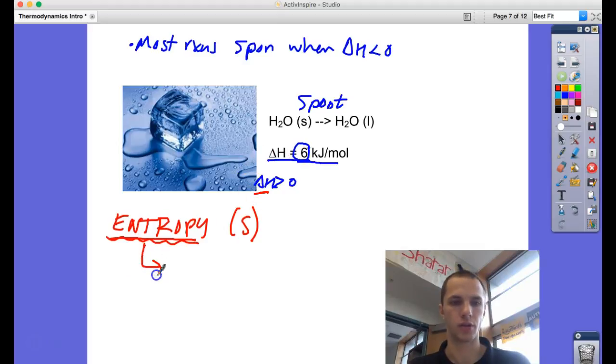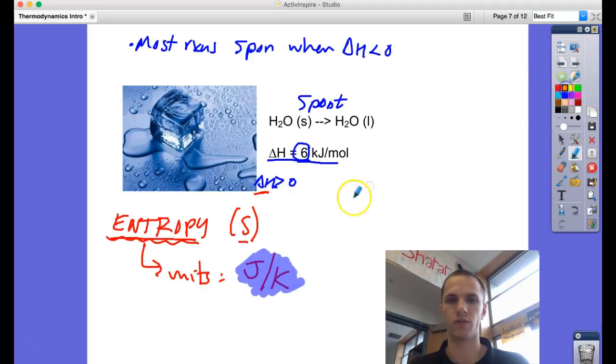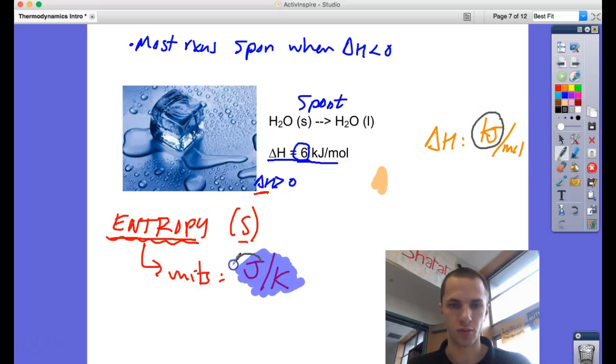What you need to know about entropy is the letter is S, and the units for entropy are joules per Kelvin. Something very, very important to focus on. Joules per Kelvin, because everything we've dealt with before, for example, enthalpy, was kilojoules per mole. Entropy is always going to be measured in joules, and we have to make sure the units are the same before we do any problems. So this will either need to be converted into joules or this into kilojoules. So just be aware, these are the units for entropy.